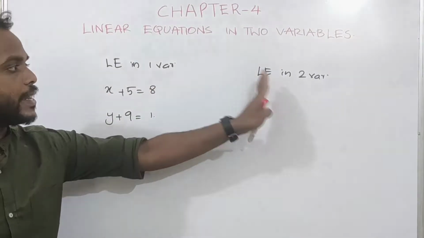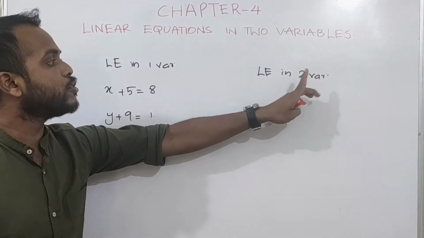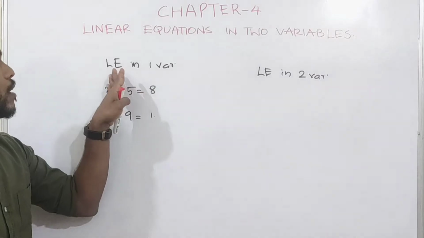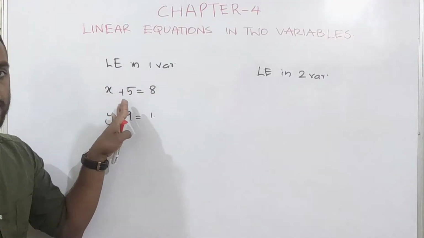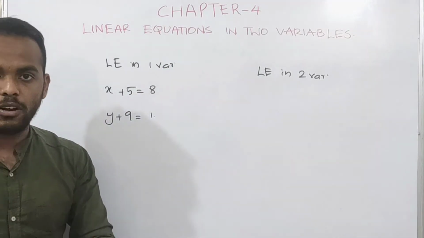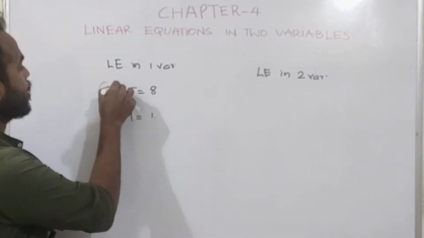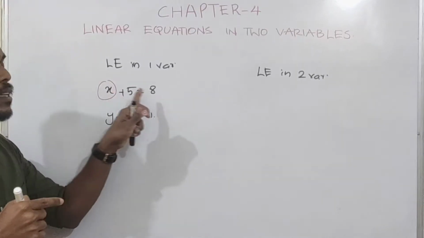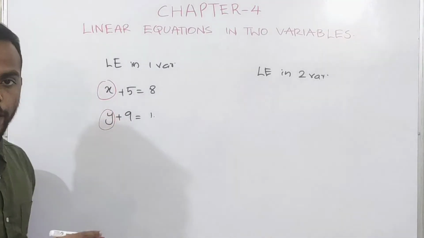Now let's see what is linear equation in two variables. Let's see in this case itself, linear equation in one variable. You understood what is linear equation? One variable means there will be only a single variable. The variable over here is x. Can you find any other variables other than x? No. Here also only one variable, that is y.